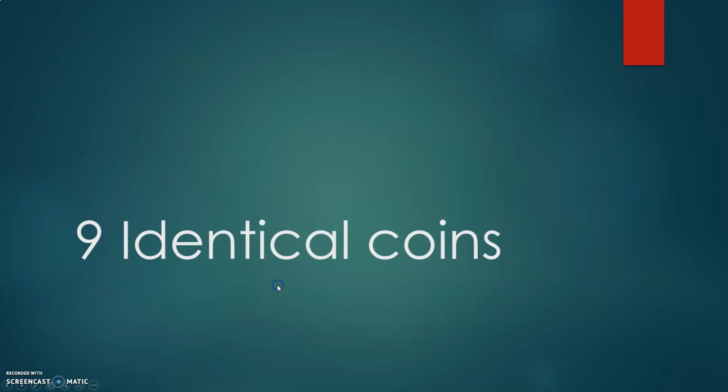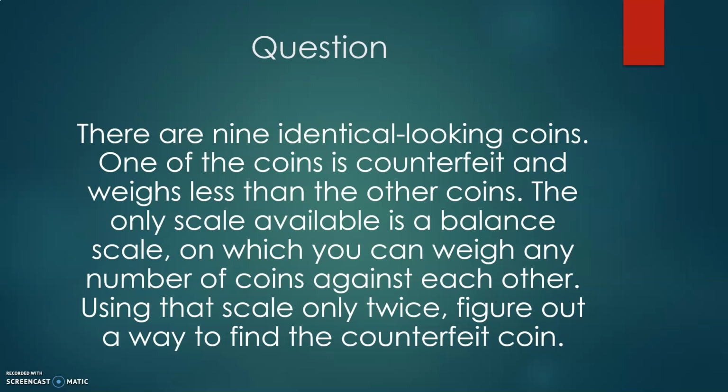So the question that I wanted to talk about is called 9 identical coins. The question is, there are 9 identical looking coins, one of them is a counterfeit, and it weighs less than the other coins. The only scale available is a balance scale, on which you can weigh any number of coins against each other. Using that scale only 2 times, figure out a way to find the counterfeit coin.